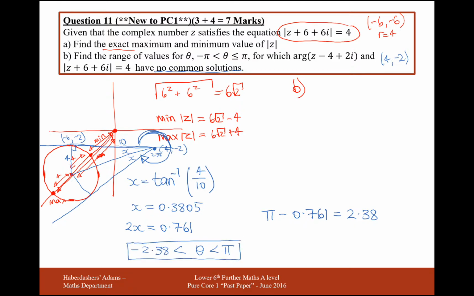Okay, so this here is the final answer for the question. The range of the value for theta can be in between minus 2.38 up to pi radians here. I've not included the pi here. There's not an equality on the pi, because if it was exactly pi, that would mean it would intersect with the circle here. It would just touch it at the coordinate -6, -2. So I've not included the pi there on purpose. 7 marks for that question.